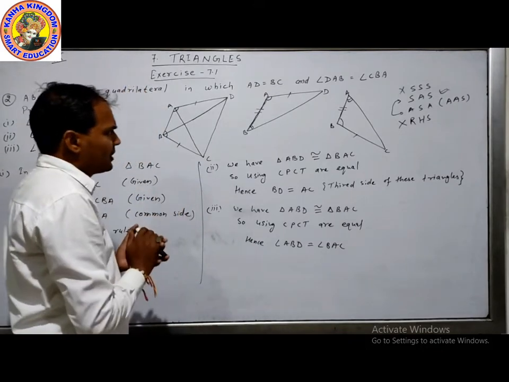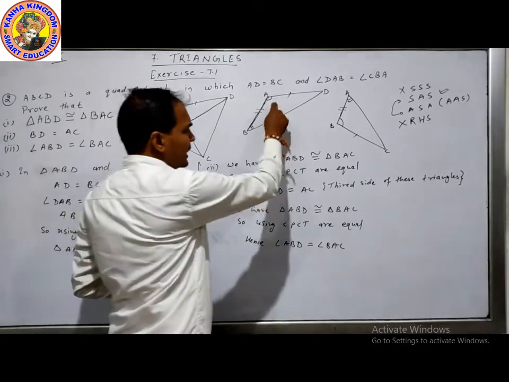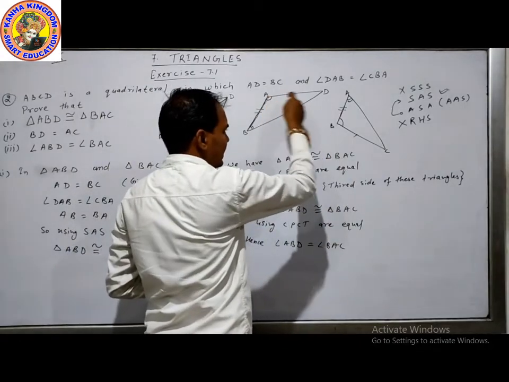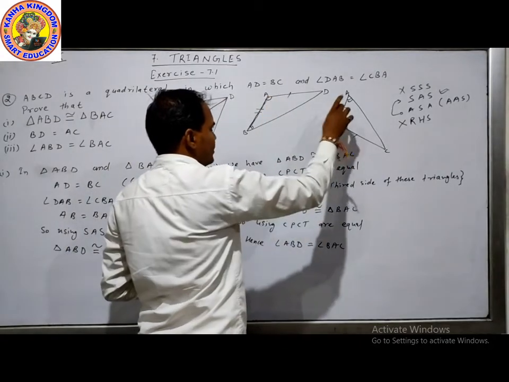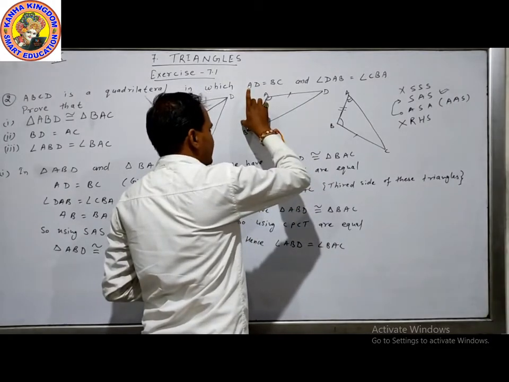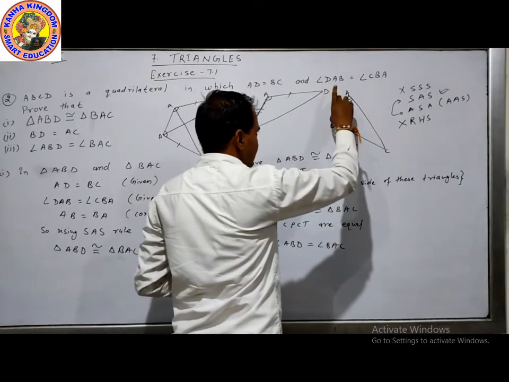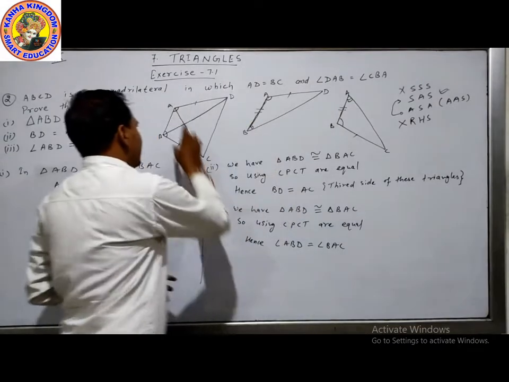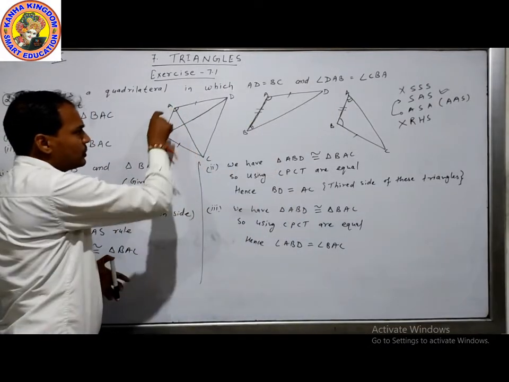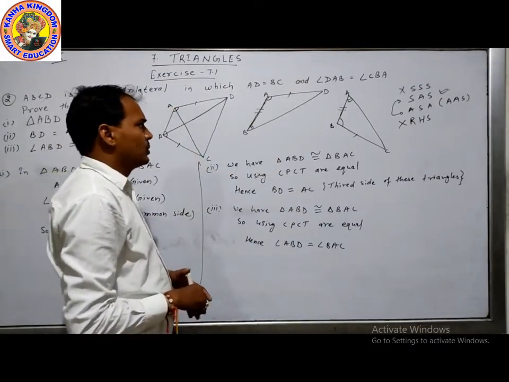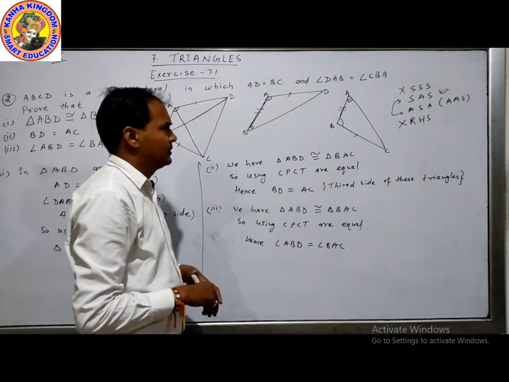Then we focus on this diagram. AD and BC are equal, angle A and angle B are equal. There is a side AB, common to both of these triangles. So the common side will be equal.